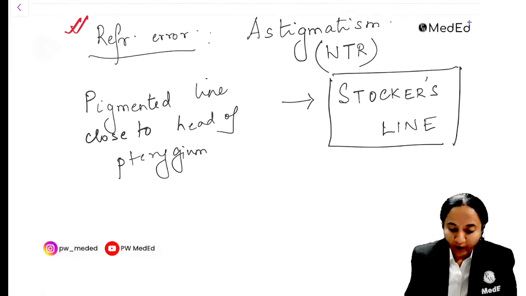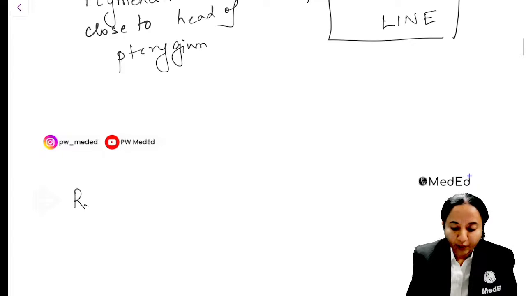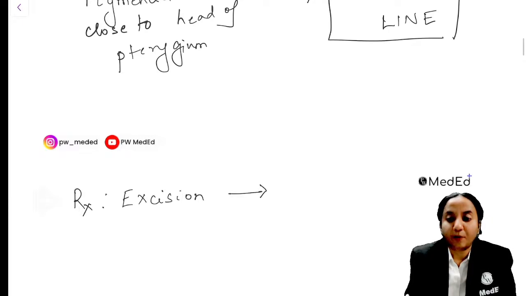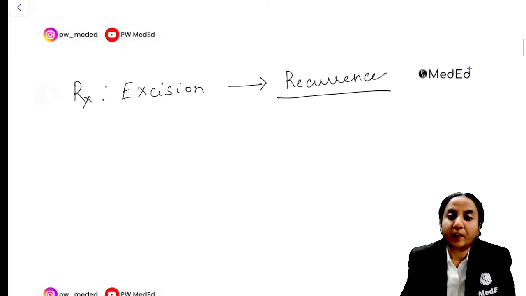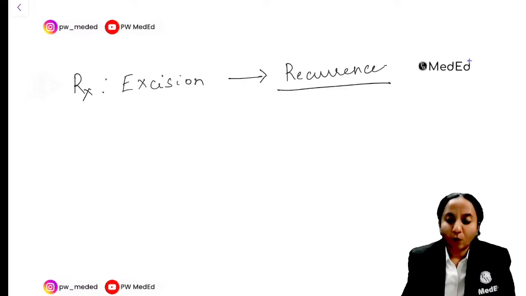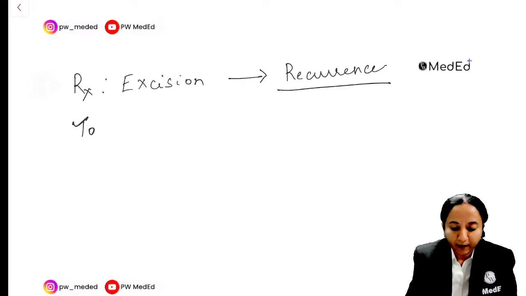Treatment of pterygium obviously is pterygium excision. Excision is the treatment, but the most important complication associated with excision is recurrence. Recurrence is the most important complication associated with pterygium excision. So what are the methods to prevent recurrence?